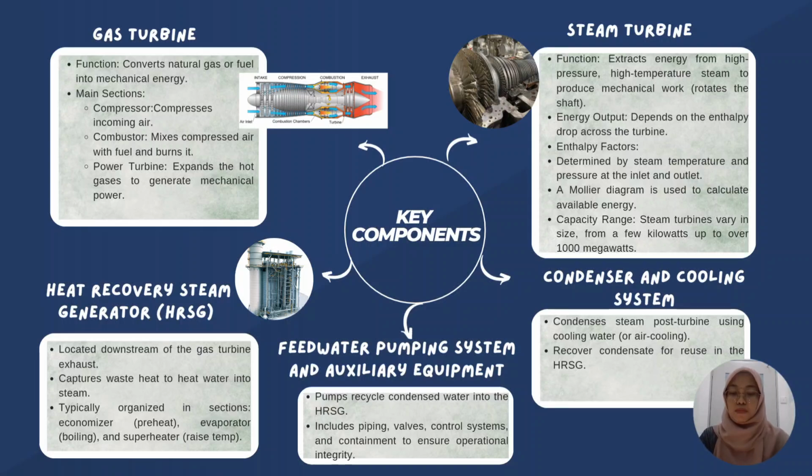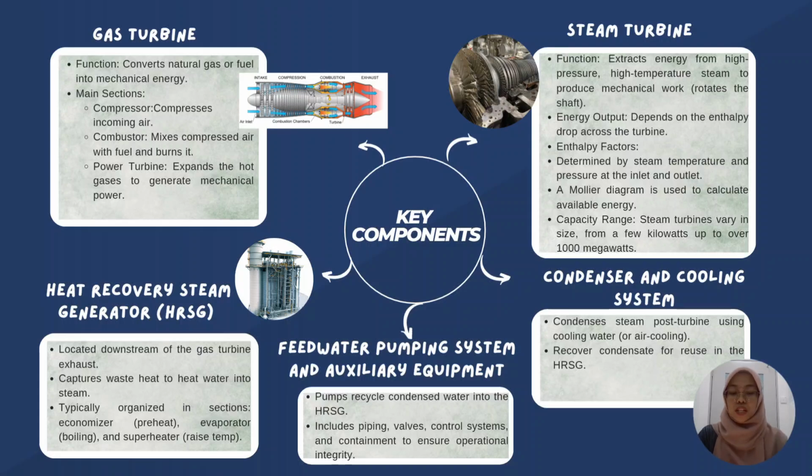Okay, after the steam leaves the turbine, it moves to the condenser and cooling system. The condenser cools the steam using water or air. This converts the steam back into liquid or condensate, which is then reused in the HRSG, making the system more sustainable.